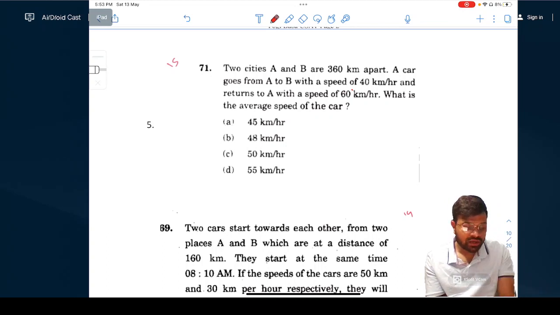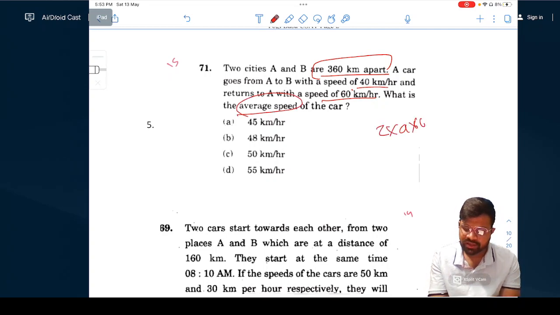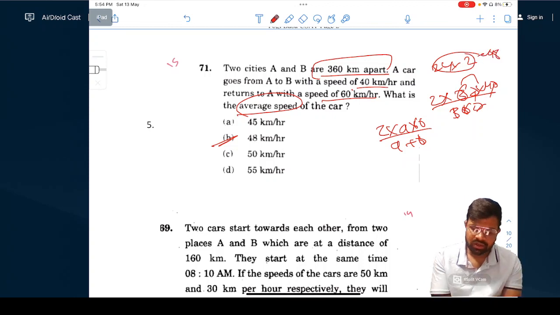Now this 360 kilometer is the distance. So the distance is common. You have to find the average speed, so you can go by the harmonic mean formula, 2 into A into B upon A plus B, or you can go by the distance approach also. I'm just solving it by formula so that you can remember the formula also, upon 100. So it is 648. 6 4s are 24, into 2 is 48.